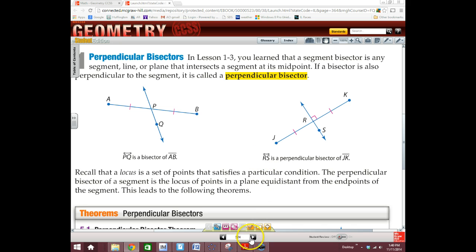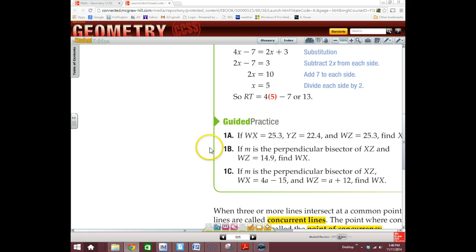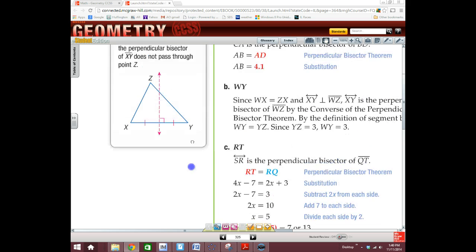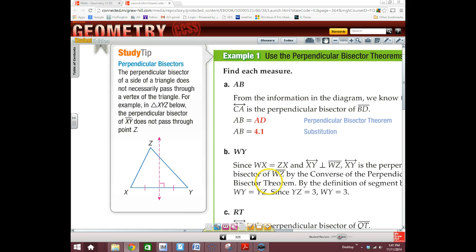The other thing I think is throwing you off is some of you think that it should go through something special in the triangle, and it doesn't necessarily have to. For instance, right here, in the picture at the bottom left of the screen, this segment is the perpendicular bisector. It's perpendicular to XY, and it cuts it in half. Makes X to this equal to this to Y.